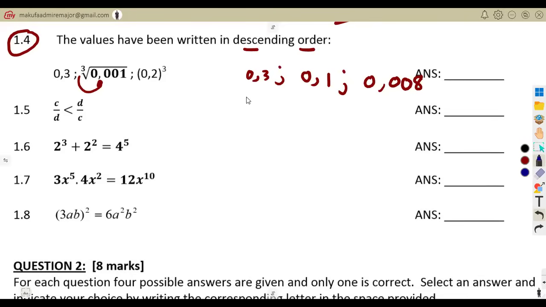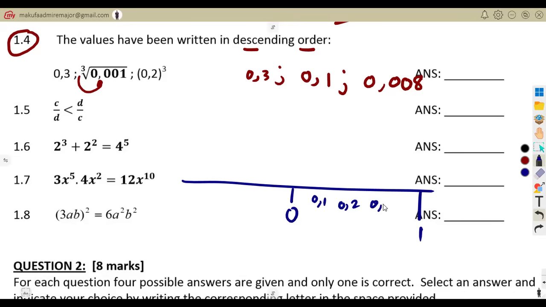Is it in descending order? Are we given from the bigger decimal? How do you compare a decimals? Remember, decimals, if you take a scale of 0 to 1, we have 0.1, 0.2, 0.3, 0.4, and so on up to 1.